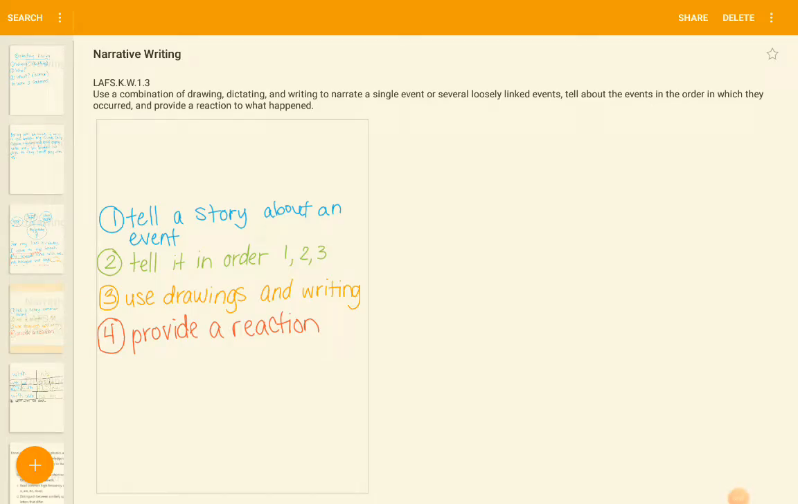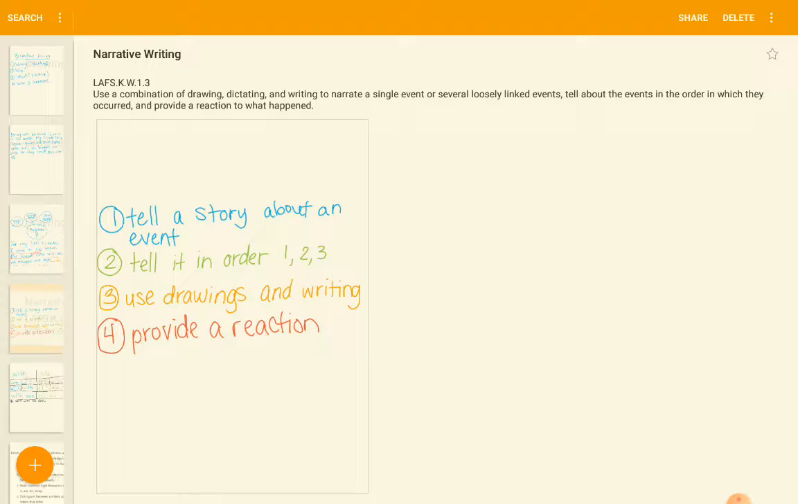Welcome back to day 2 of narrative writing. We are covering standard W1.3. Use a combination of drawing, dictating, and writing to narrate a single event or loosely linked events. Tell about the events in the order in which they occurred and provide a reaction to what happened.